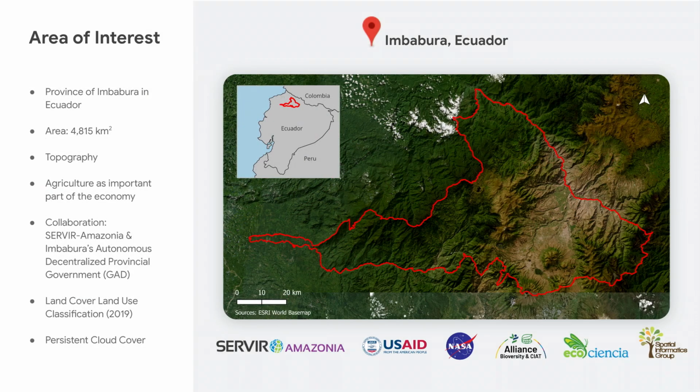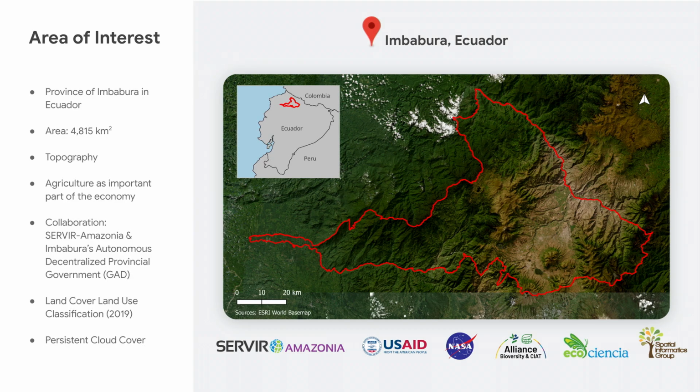And just for some context, so you know a little bit about this area, this province has a population of about 470,000 people. It has varying topography, as you can see here, a lot of high elevation areas, mountains. We have volcanoes that I'm going to point to in a second, and forests too here that are part of the Amazon biome.